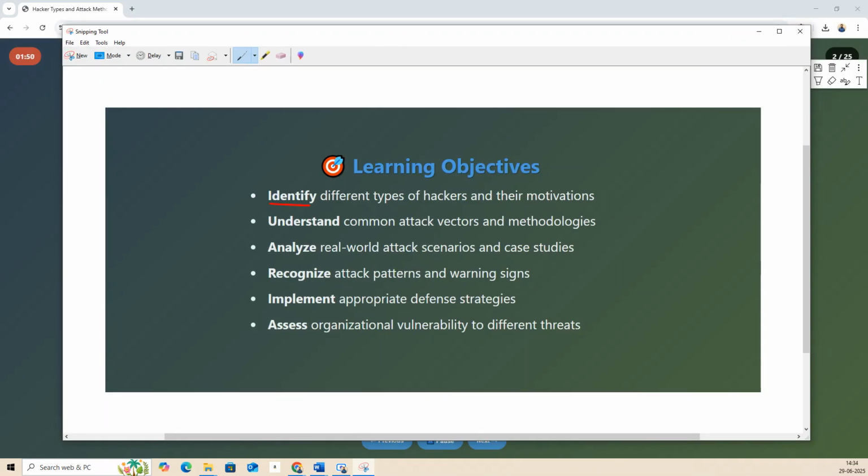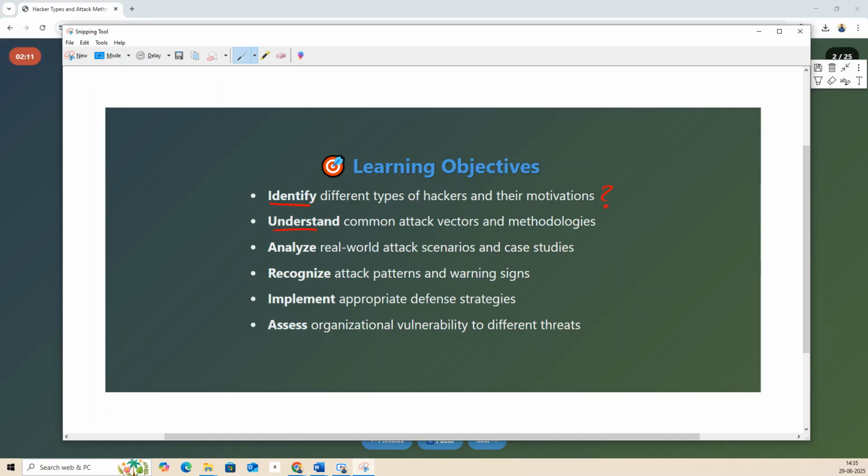First, you'll identify different types of hackers and their motivations. This isn't just about knowing the terminology, it's about understanding the enemy. When you know who's attacking you and why, you can predict their next move.